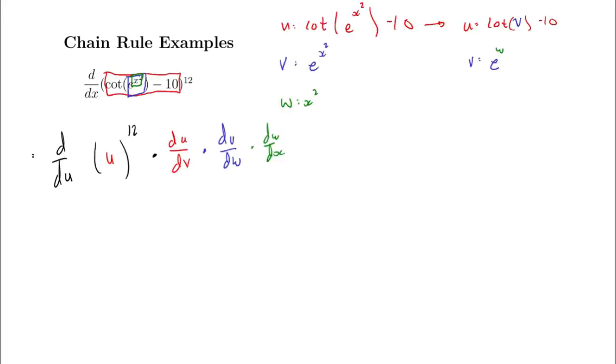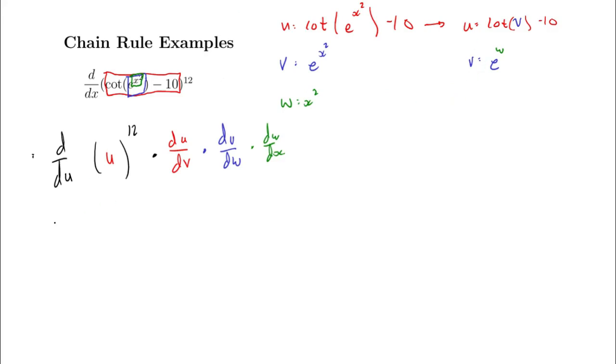All right, here's what we've got. I've identified 3 different layers of composition that we have, labeled them all out, and then you'll notice I rewrote a couple of them, right? So u, I said, was the cotangent of e to the x squared minus 10, but if we said that v is e to the x squared, then we'll really call u cotangent of v minus 10. And if w is x squared, then v is really just e to the w. That's going to help us do the chain rule on these.